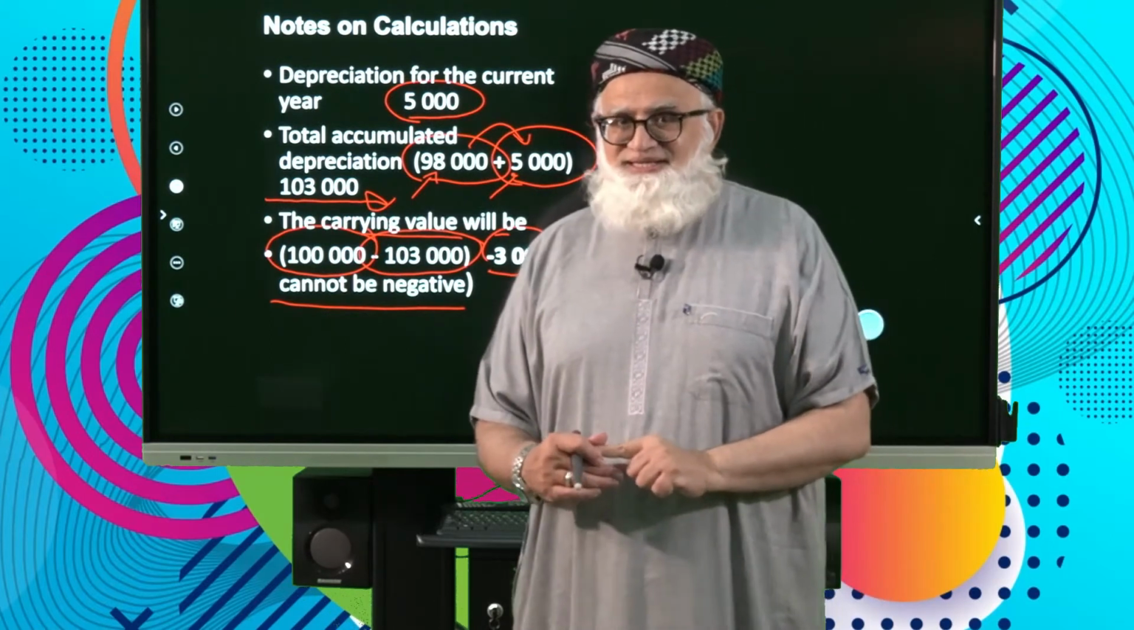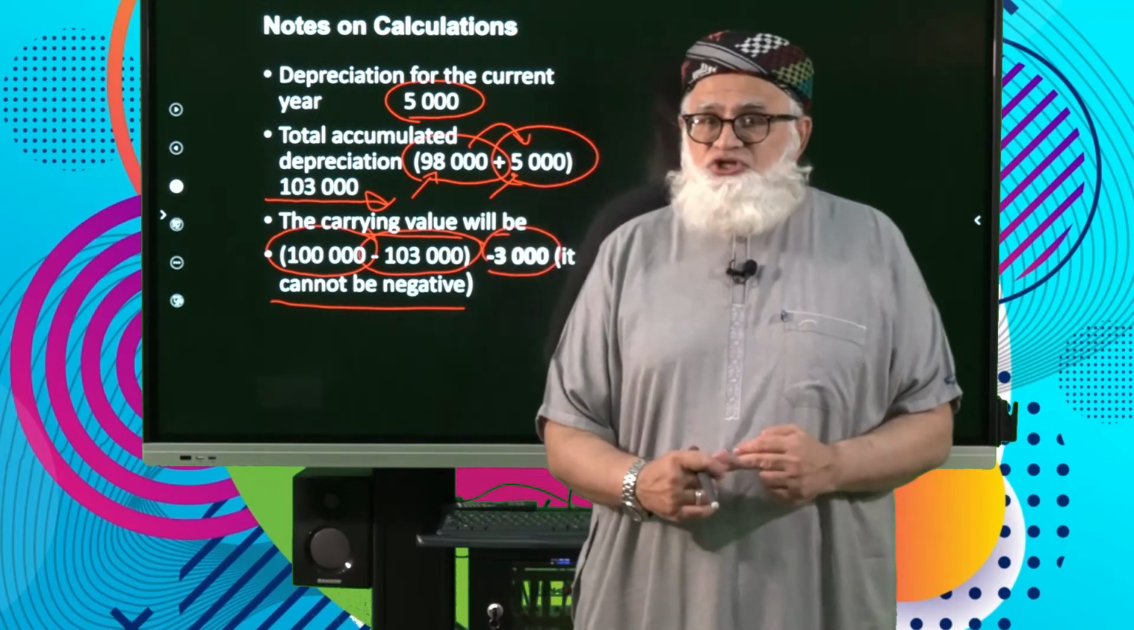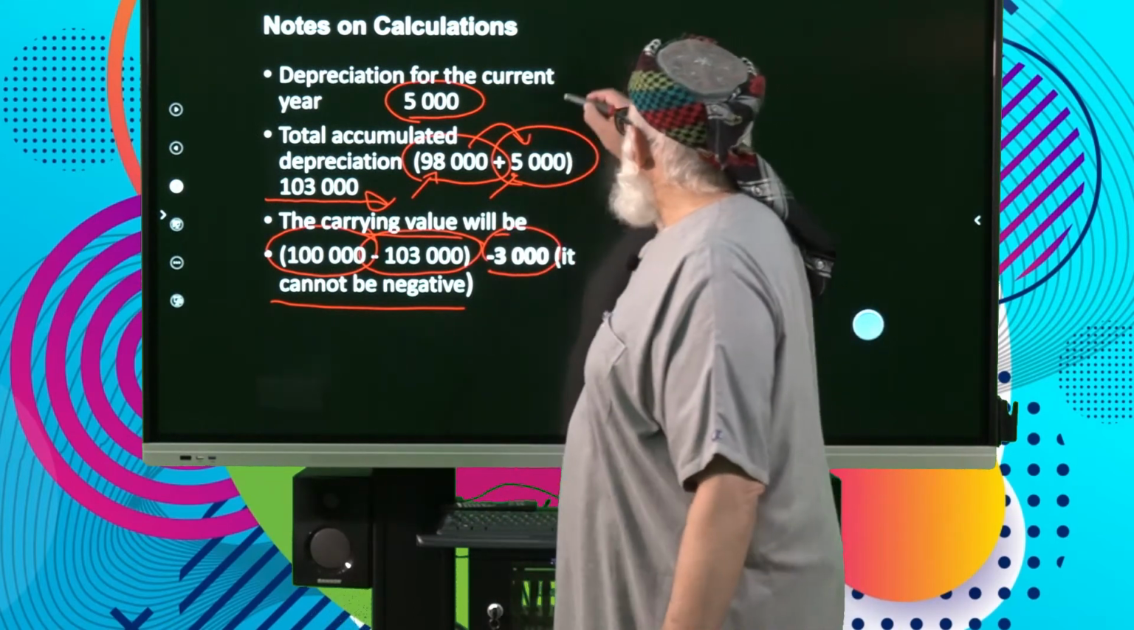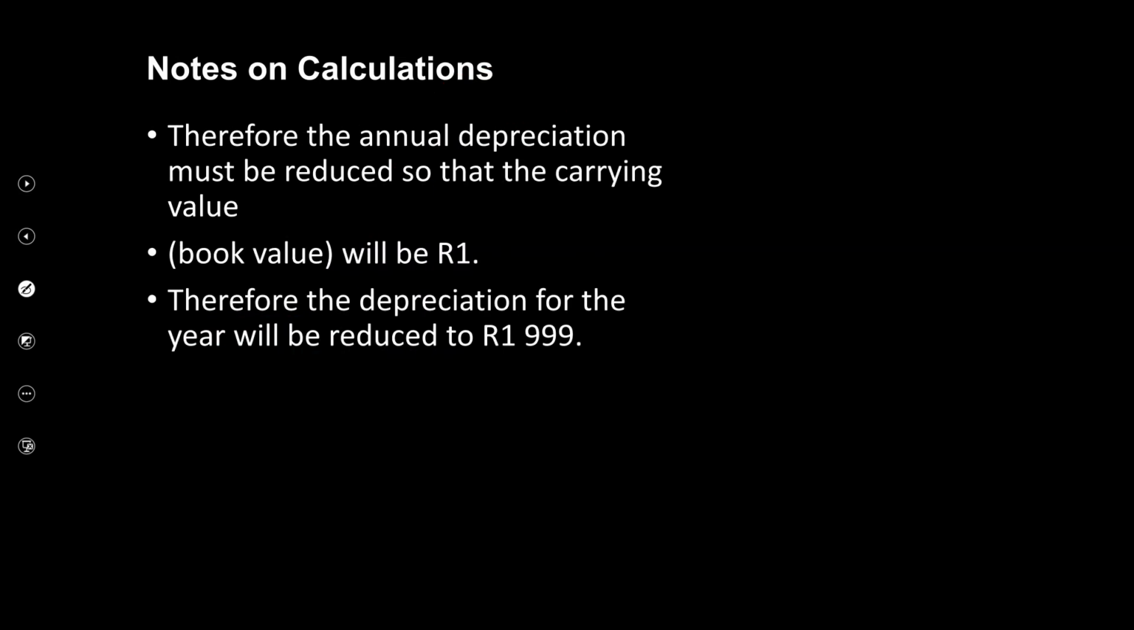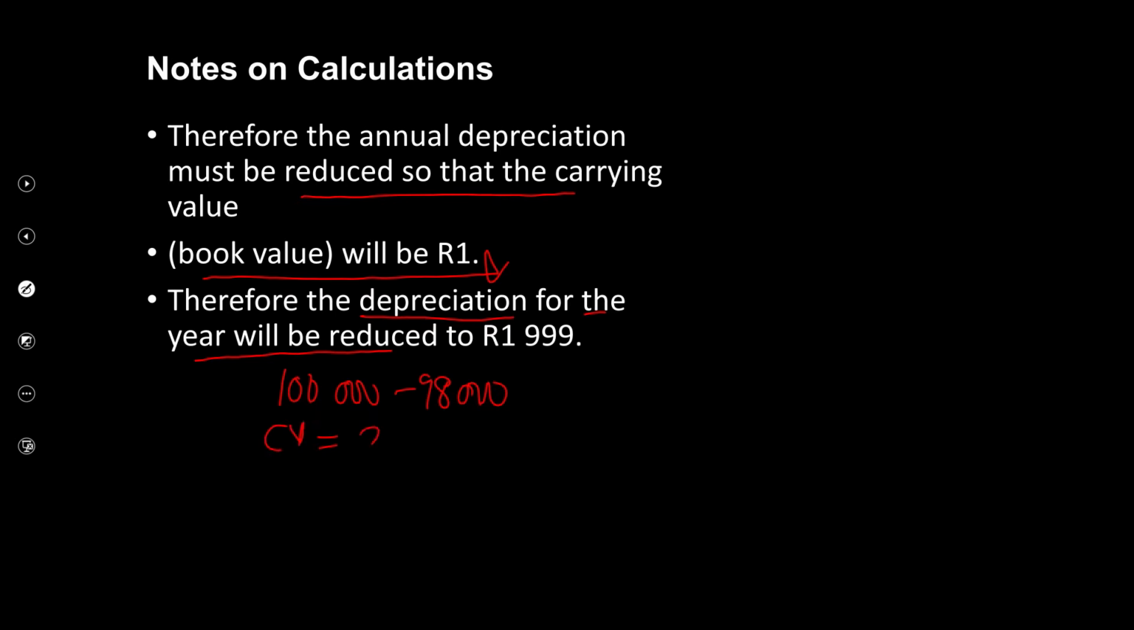And very important, in terms of your calculations, in this case here, the current depreciation was given to you. But if you are asked to calculate it, remember, it will apply when you're using the cost price method of calculating your depreciation. So therefore, now, we're saying that the annual depreciation must be reduced so that the carrying value will be 1 rand. Therefore, the depreciation for the year will be reduced to, remember what we said? Let's do this so you can see it. The cost price was 100,000 minus your accumulated of 98,000 rand, giving you a carrying value of 2,000 rand.